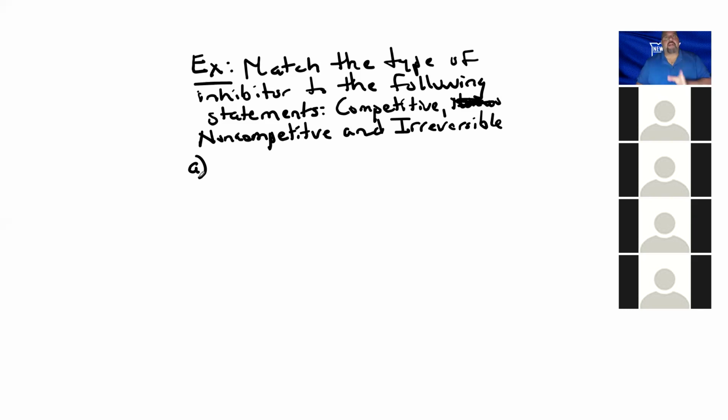The similarity between all of them is that when you have an inhibitor that's bound to the enzyme, whether it's in the active site or not, when the inhibitor is bound to the enzyme, the substrate cannot bind to the active site on the enzyme. And therefore, the enzyme is not going to be able to catalyze the reaction.